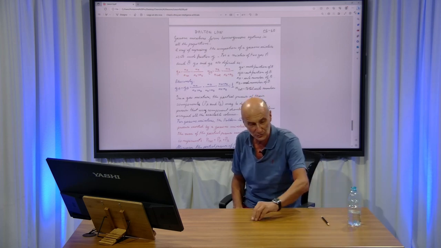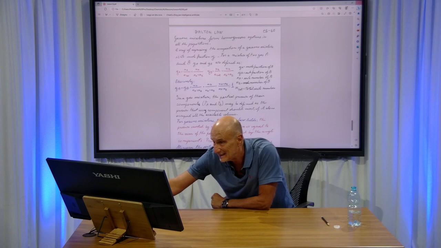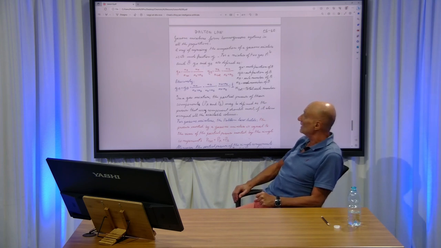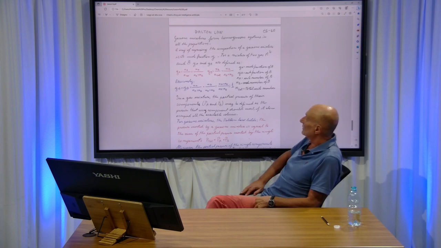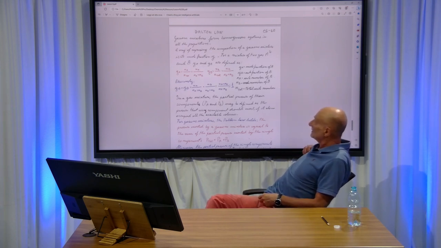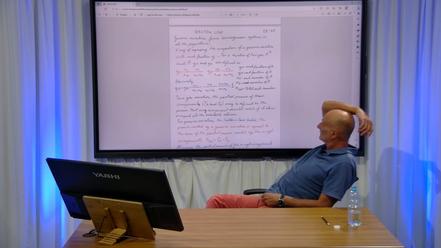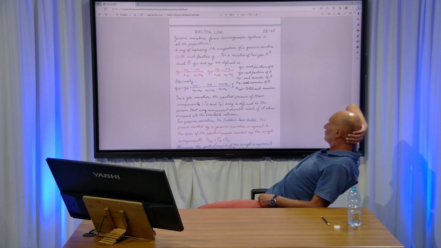If we have a gaseous mixture of a gas A and a gas B, the mole fraction of the compound A is given by the ratio between the number of moles of the compound A divided by the total number of moles present in the system. As the total moles present in the system is NA plus NB, the mole fraction of the component A is the ratio between NA divided by NA plus NB.